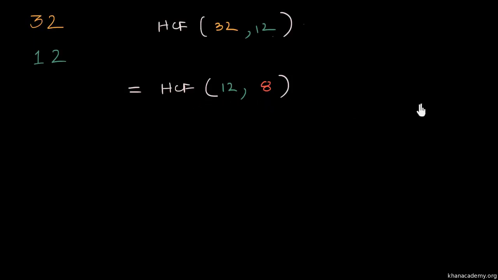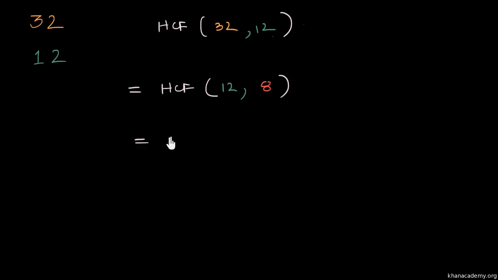You will do the same thing again. Because if this HCF is equal to this one, you can apply the same step again. You will ask, okay, you want me to find the HCF of 12 and 8. Is 12 divisible by 8? If it is, 8 would have been the HCF of 12 and 8, but it's not. So do the same thing.